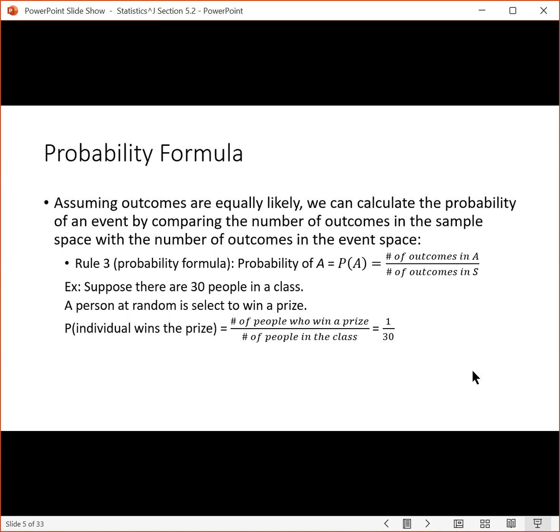Assuming outcomes are equally likely, we can calculate the probability of an event by comparing the number of outcomes in the sample space with the number of outcomes in the event space. So we can make a ratio where the probability is the number of outcomes in the event space divided by the number of outcomes in the sample space. For example, suppose there are 30 people in a class. A person at random is selected to win a prize. What's the probability that any individual wins the prize? Well, you have the number of people who win the prize over the number of people in the class. So we just create ratios. That's how we do probabilities.